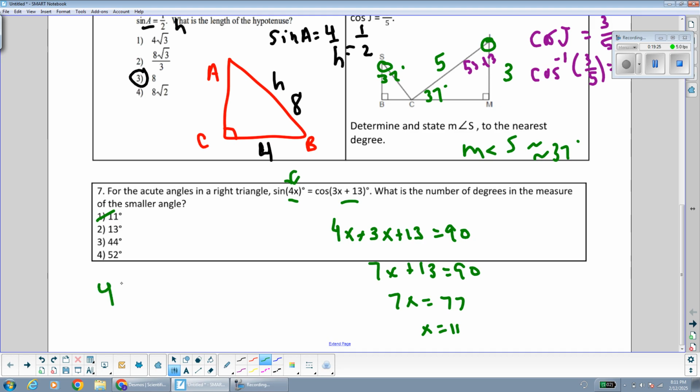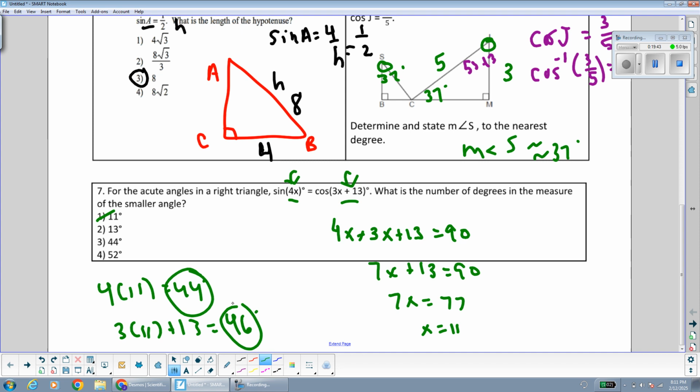So 4 times 11 is 44 degrees. So that's one of the angle measurements. Then we have 3 times 11 plus 13. So that's 33 plus 13. So that's 46. And these two, let's just double check. Do these make 90? Yes, they do. So they are complementary. So that worked out. So the smaller angle is 44 degrees.